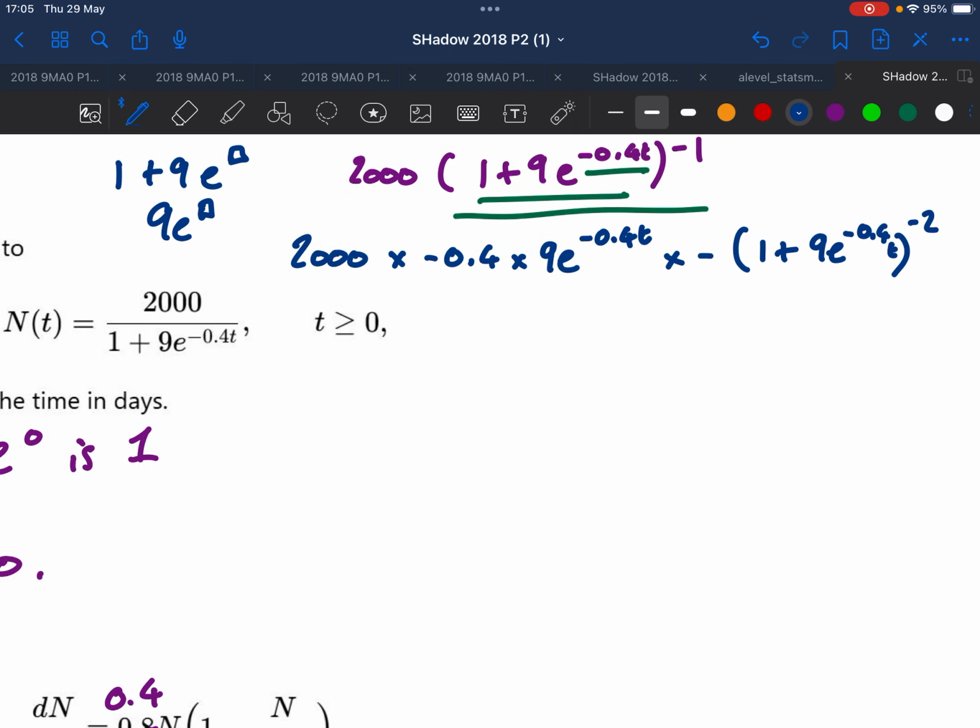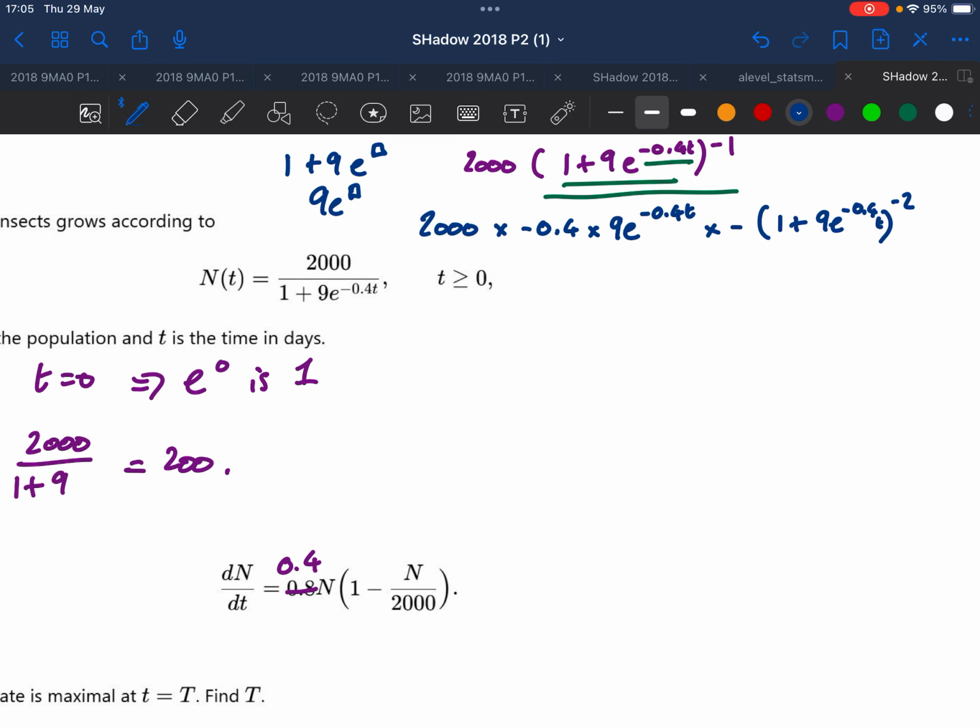Okay, so that's my result to start with. That's dn dt, but I've got to somehow make it look like this. So I'm just going to tidy this up a little bit. This says it's a denominator squared. These cancel each other out. And these numbers, if you multiply all of those numbers there, you get 7,200. So all of this result is going to turn into 7,200 over 1 plus 9e to the minus 0.4t squared.